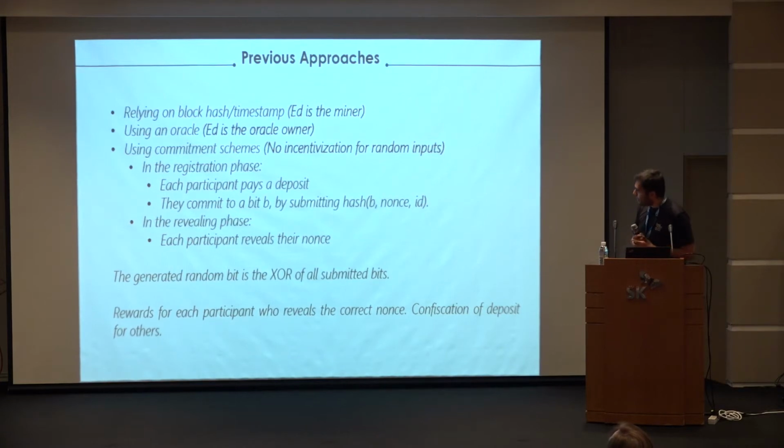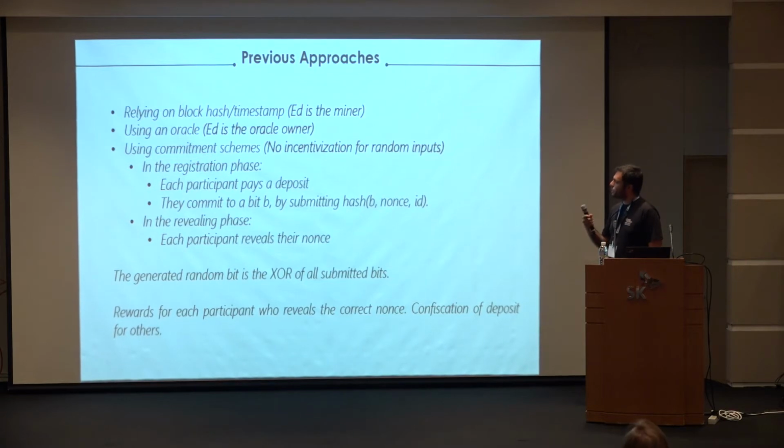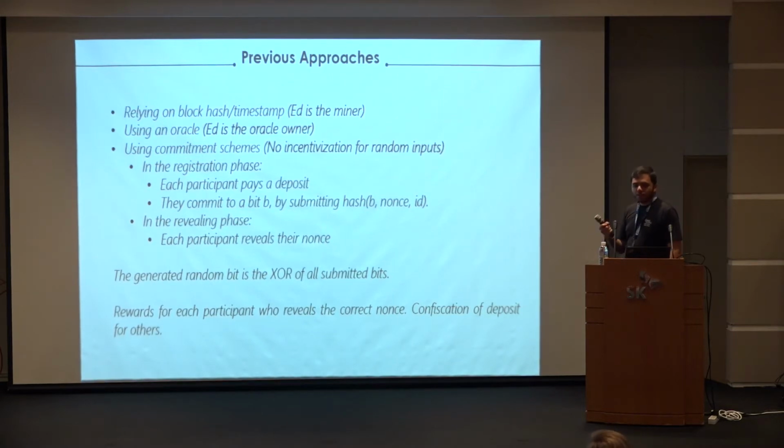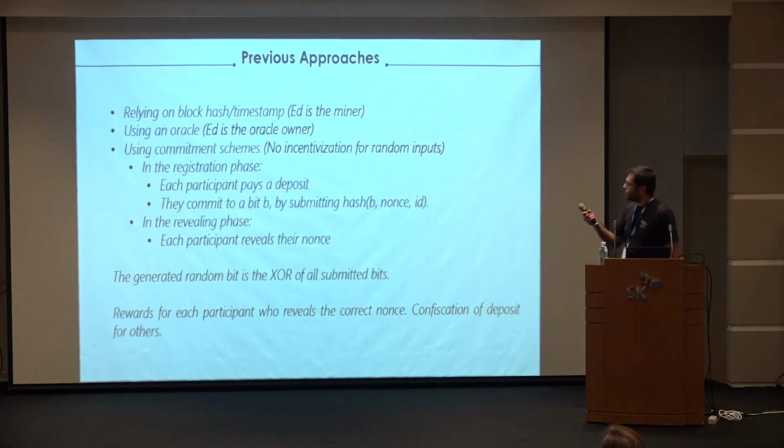as the random number. The approach that is used much more widely is what RANDAO does, which is using commitment schemes. So in this approach, there are two phases. In the first phase, the participants can register, and for registering, they have to pay a deposit. And then they also have to commit to a choice of a random bit, B, or, well, generating a random bit or a random number is the same thing, basically, because we can generate several random bits. And they commit to it by submitting the hash of the bit B and some nonce that is private to them. And then when everyone commits, the revealing phase begins, and each participant has to reveal their nonce.